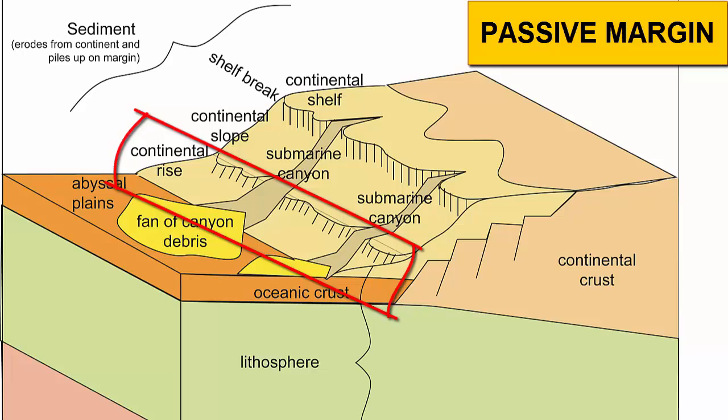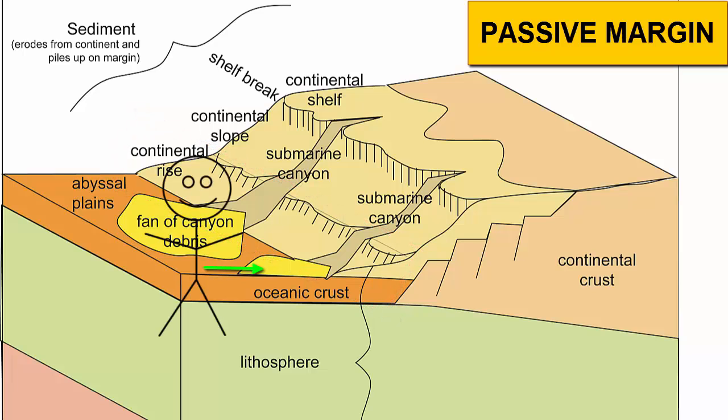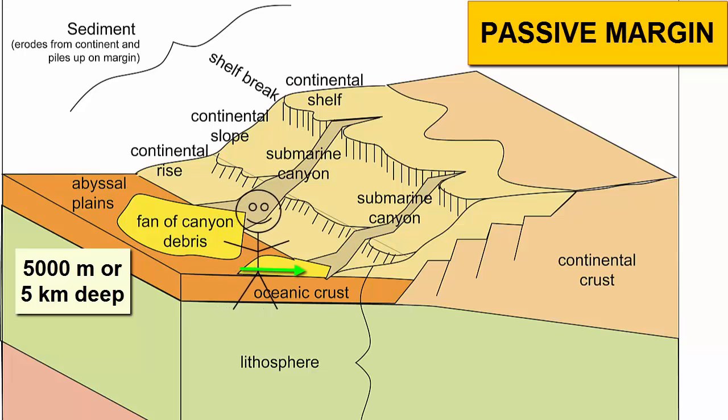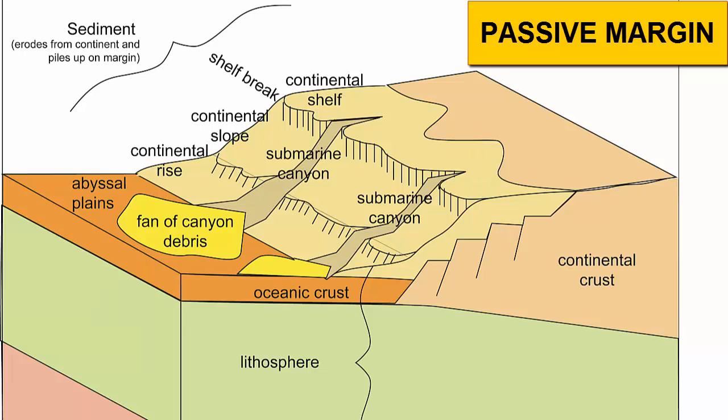Why? If we journey from the deep abyssal plains, which are on average 5,000 meters or 5 kilometers deep, towards the margins, returning to the shore, the first thing we see is a gentle rise of sediment, then a much steeper slope that rises up to the flat continental shelf above. Because passive continental margins have no trenches or subduction, the sediment can collect in large amounts.